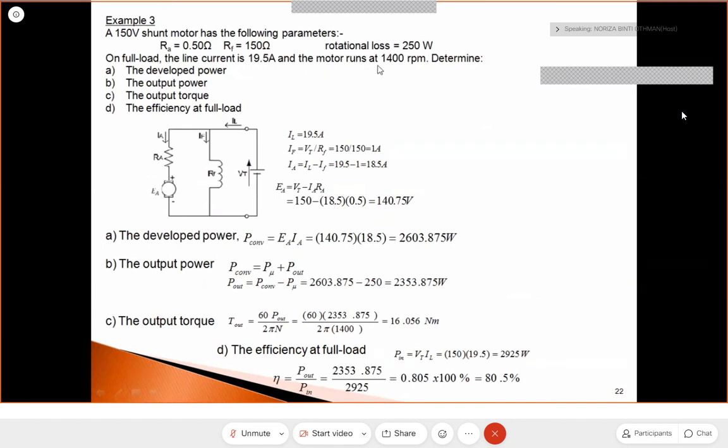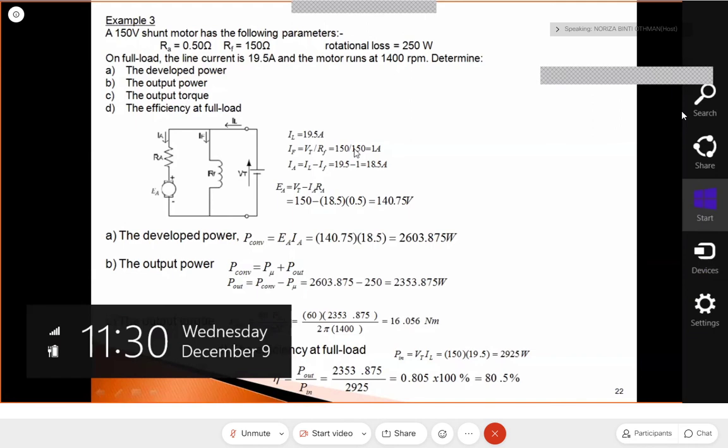And then the motor run at 1400 RPM. Determine the developed power. Developed power ni adalah PM ataupun P converted lah. Okay. So apa yang you buat adalah first you determine IL, and then you boleh dapatkan IF. IF equal to VT over RF, and then dapatkan IA.